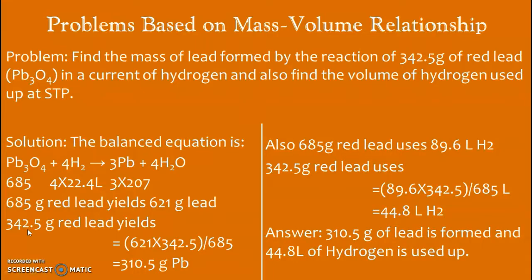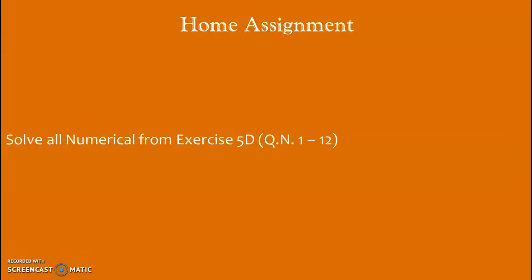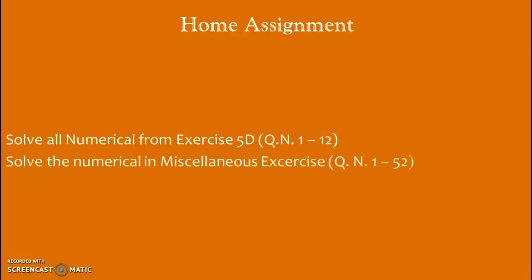So I have tried my level best to explain how to do the problems based on chemical equations, and now it is time for your home assignment. As the home assignment, you have to practice as many numericals as you can. In your textbook also you can find many numericals, so solve all numericals given in your textbook, that is from exercise 5D question number 1 to 12, and also solve the numericals in the miscellaneous exercise, question number 1 to 52.